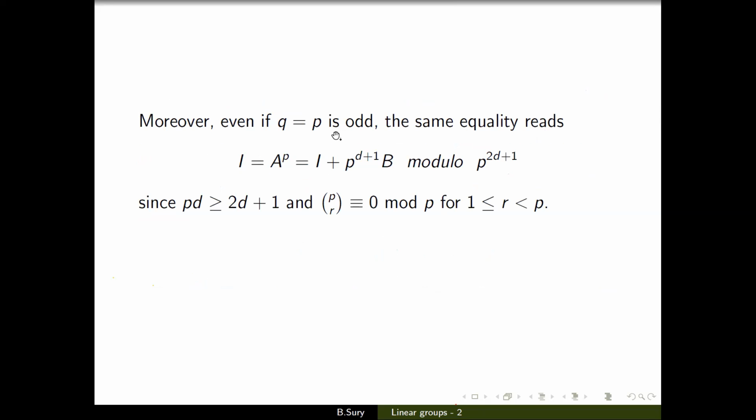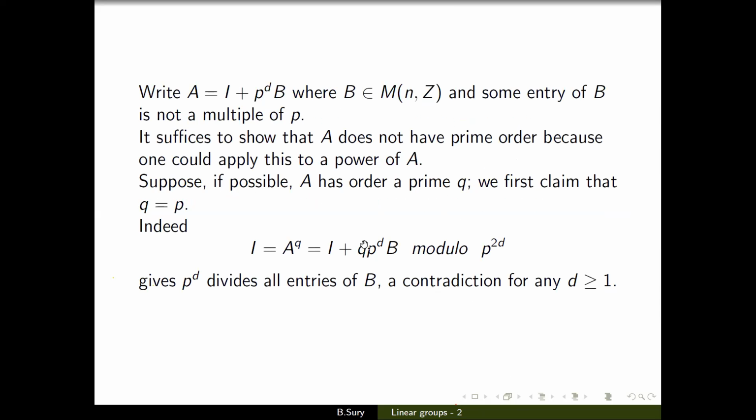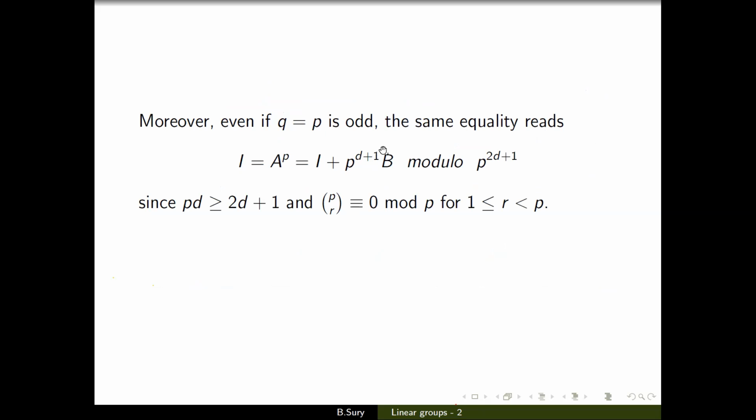Even in the case of q equal to p, with p odd, the same equality now reads p power d plus 1. Remember, here q is p in that case. If q is not p, you get a contradiction, as I said, p power d will divide this. If q is p, this becomes p power d plus 1. Then we can just calculate what power it is, that is 2d plus 1, and use the fact that for a prime p, the binomial coefficients are multiples of p. Again you get a contradiction unless p equals 2, because this argument fails only for p equal to 2.